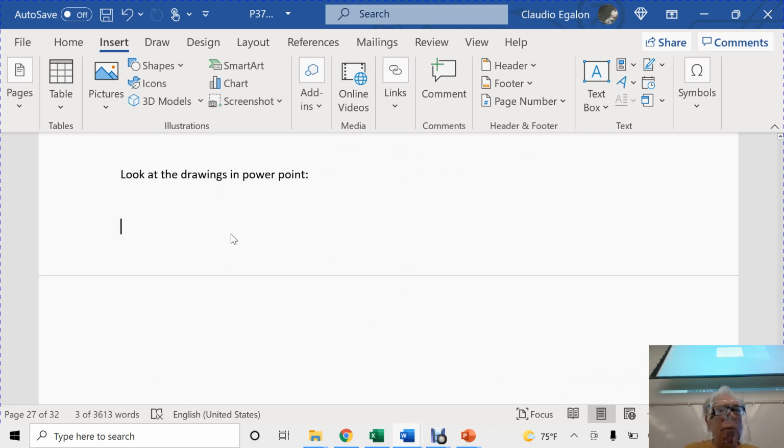Drawings in PowerPoint, you know, net force is equal... object at rest. Object is at rest. Consequently, net force is equal to 0. Here we go. And I'm gonna put it in vectorial format.